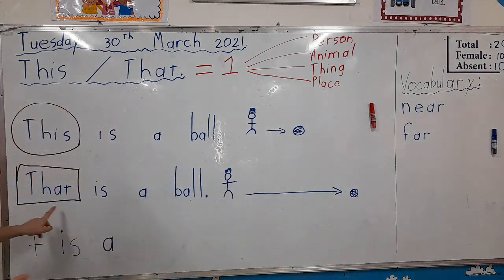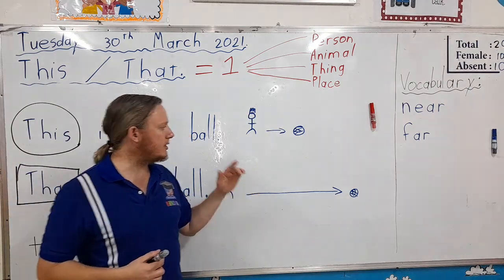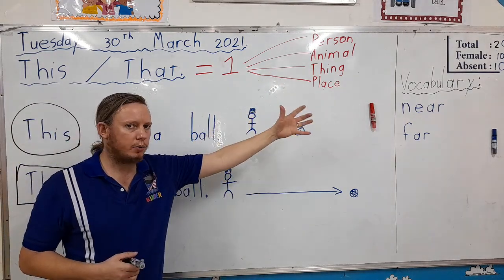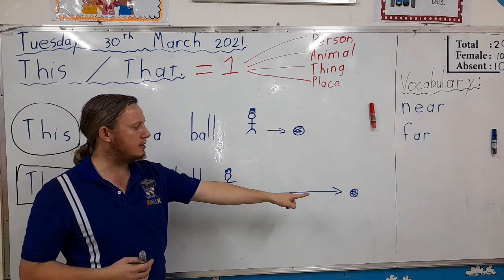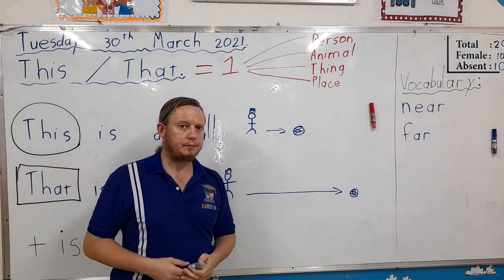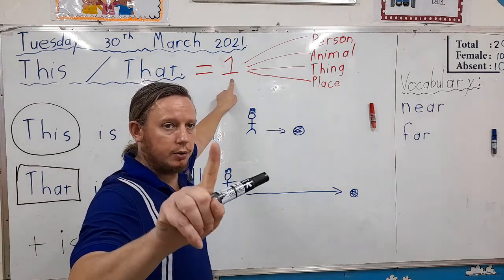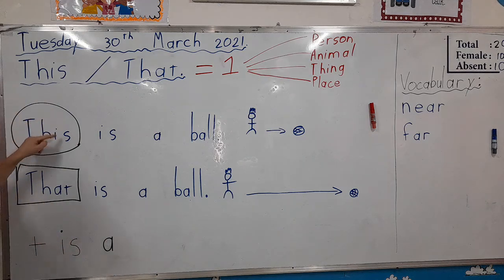Okay, that is a ball. Again, that's my pointing one. It is so far away, I cannot really reach it. That is a ball. This is a ball. So that's your first rule. Tells me the number 1. Rule number 2 tells me, is it near or is it far?